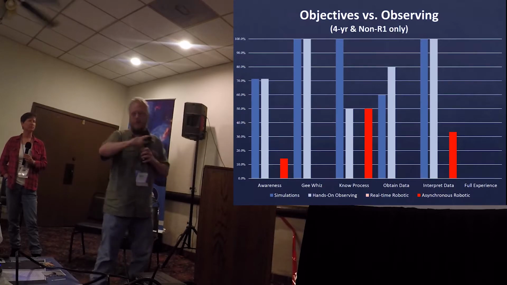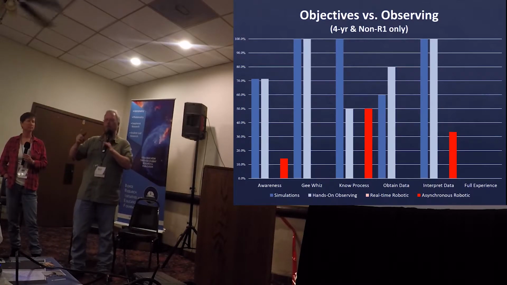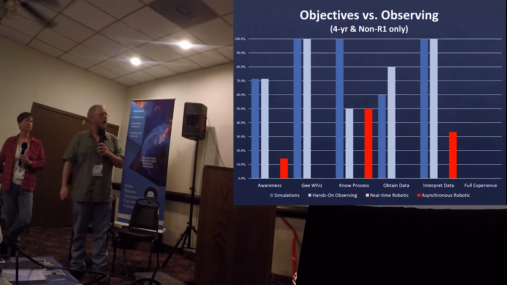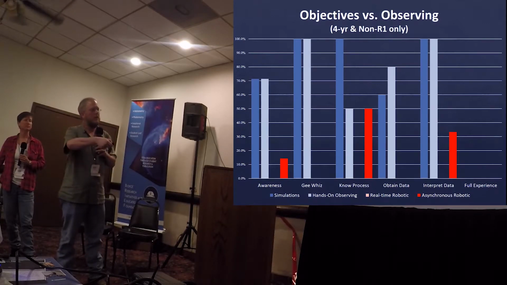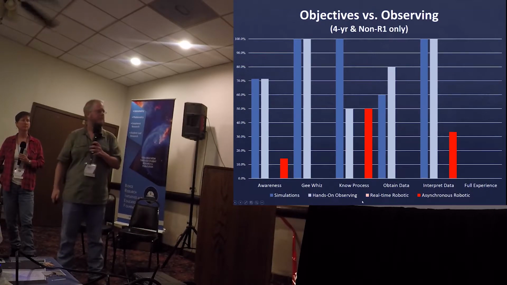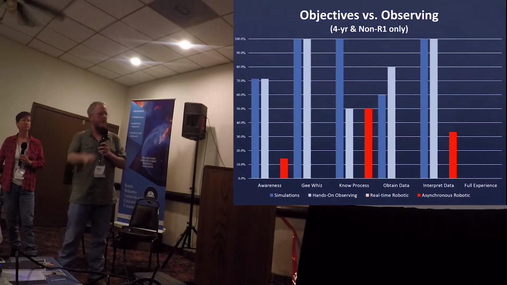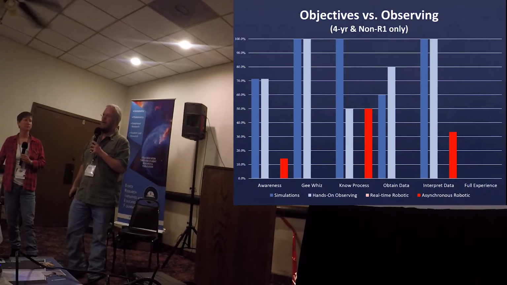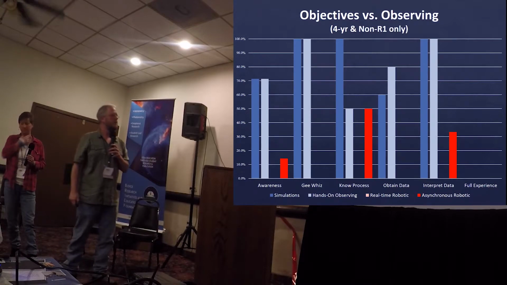If we focus in just on the types of institutions that are similar to ours, and we put us somewhere in the 4-year undergrad or the non-R1 institutions, you can see that of those that identified as that, no one identified saying that they were doing real-time robotic observing, and only a few were doing the asynchronous, but that's still large numbers of simulations or hands-on. And of the 4-year and the non-R1s, no one indicated that they were looking for their students to gain that full experience objective.